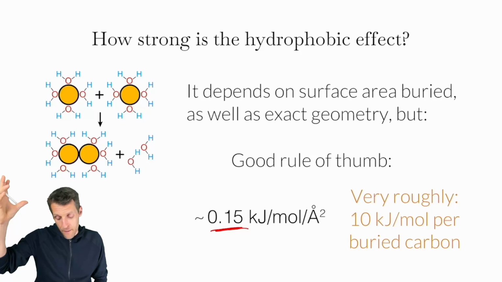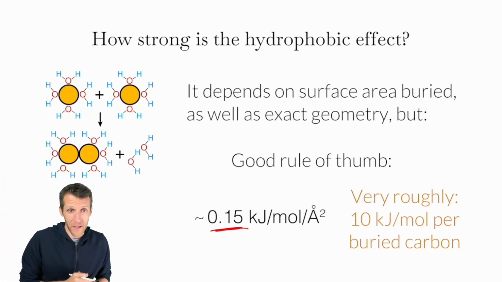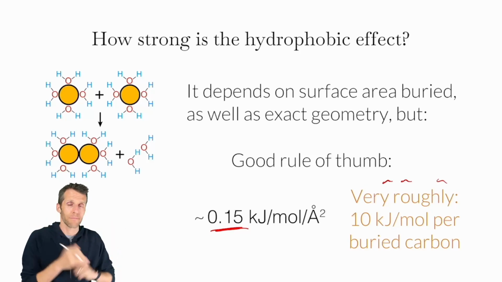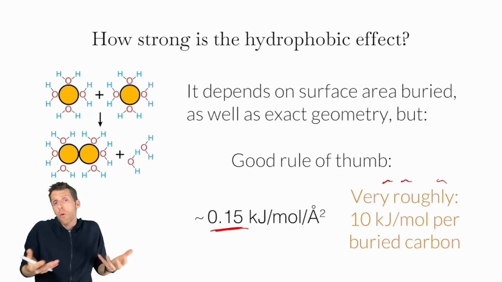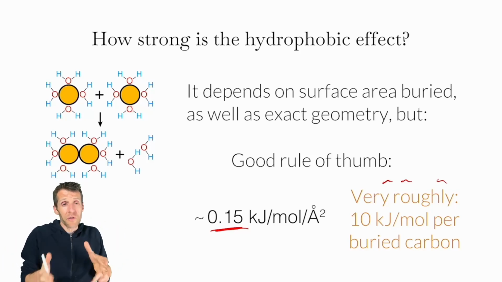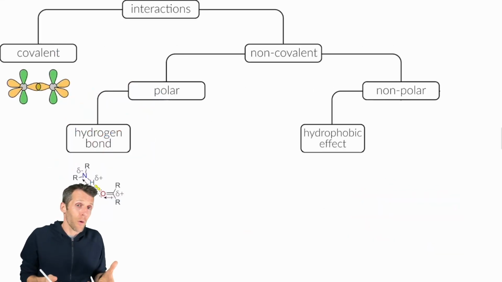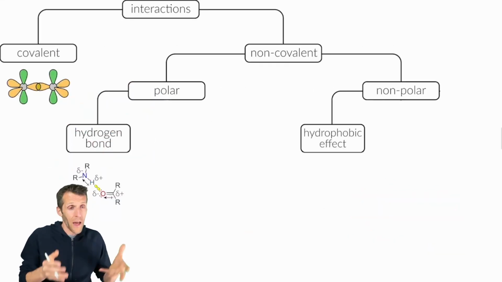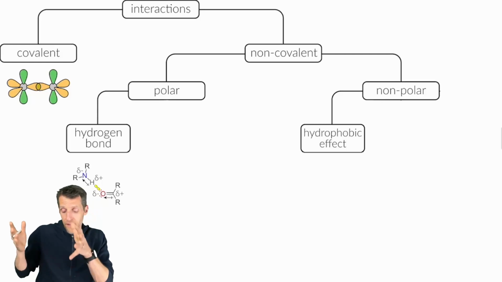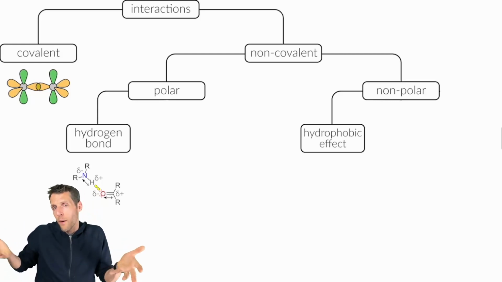If you bury a carbon atom, it's about 10 kilojoules per mole. And that's a very, very rough number. We should put all kinds of caveats on that, but it's close. It's within an order of magnitude. And one of the interesting things about that is, I don't know if you remember, the hydrogen bond was about 20 kilojoules per mole. The hydrophobic effect is about 10 kilojoules per mole per buried carbon.